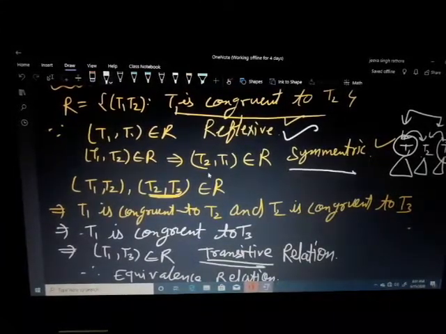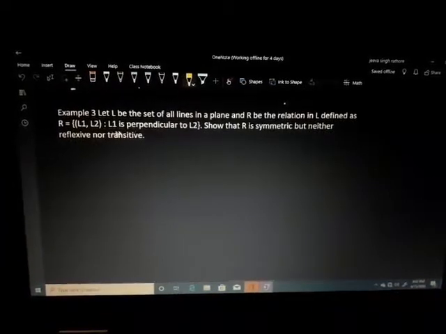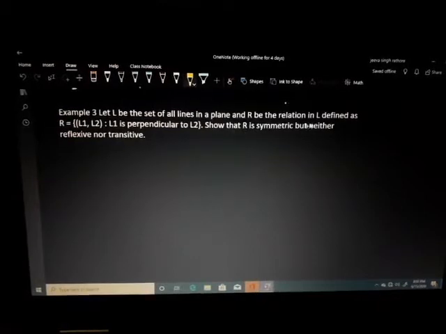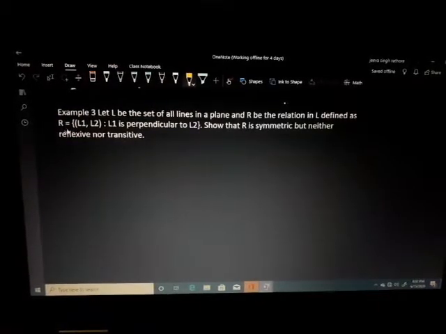Next example number 3. Let L be the set of all lines in a plane. R is the relation defined as R equals (L1, L2) ordered pair, where L1 is perpendicular to L2. For example, this is the line L1 that is perpendicular.